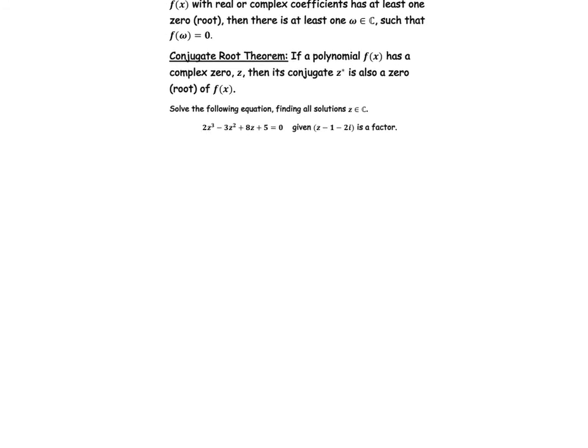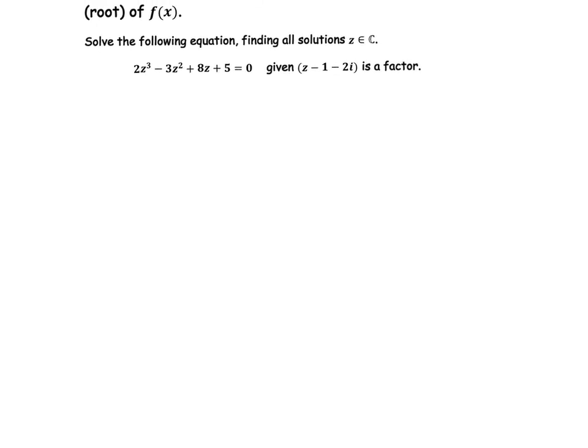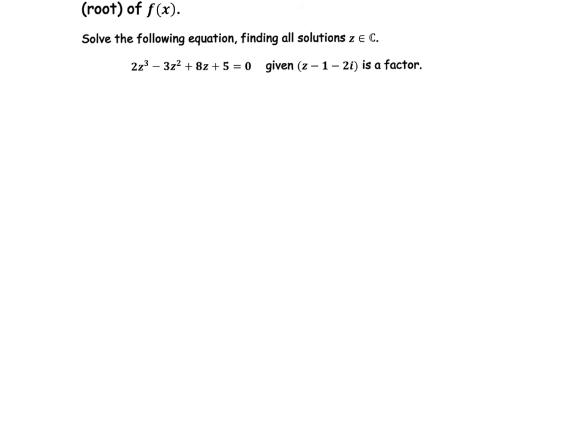The conjugate root theorem is also important for us to know. If a polynomial f of x has a complex 0, then its conjugate, z star, which we've talked about before, is also a root. So conjugate roots always come in pairs. Complex roots always come in conjugate pairs. So let's look at the example below. It says solve the equation finding all solutions on the complex plane. So this should not intimidate you. All that this means is that there's going to be complex roots, or complex solutions. So let's take a look at and solve this.